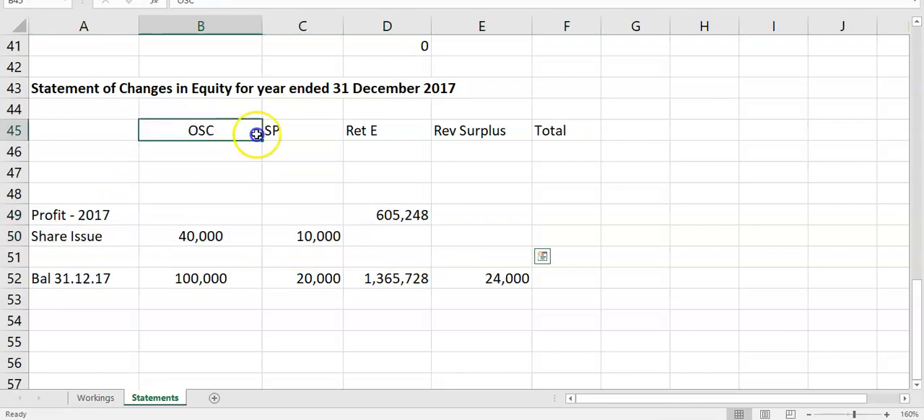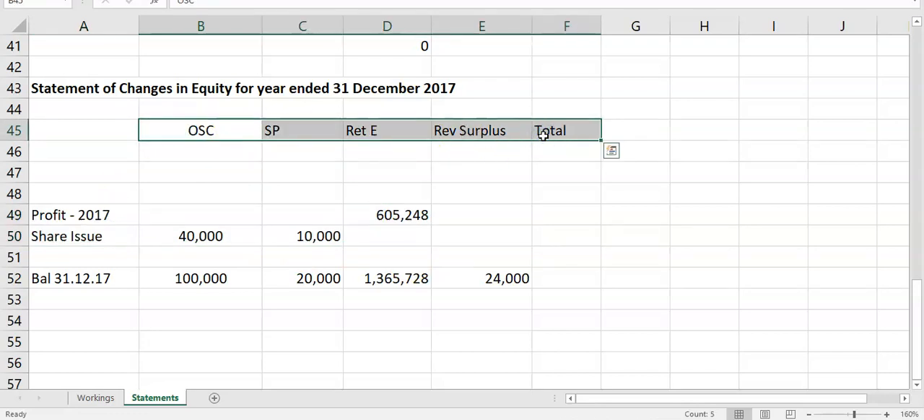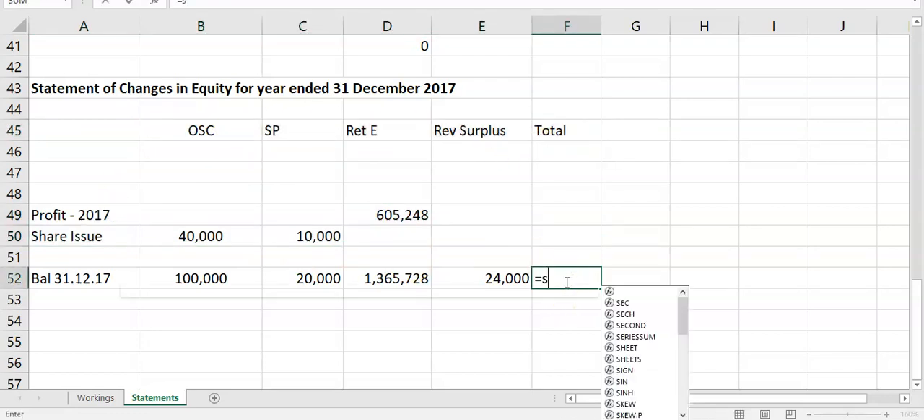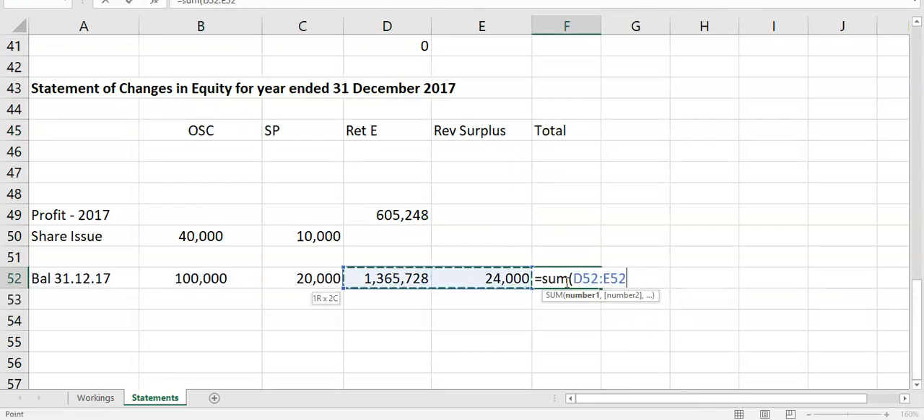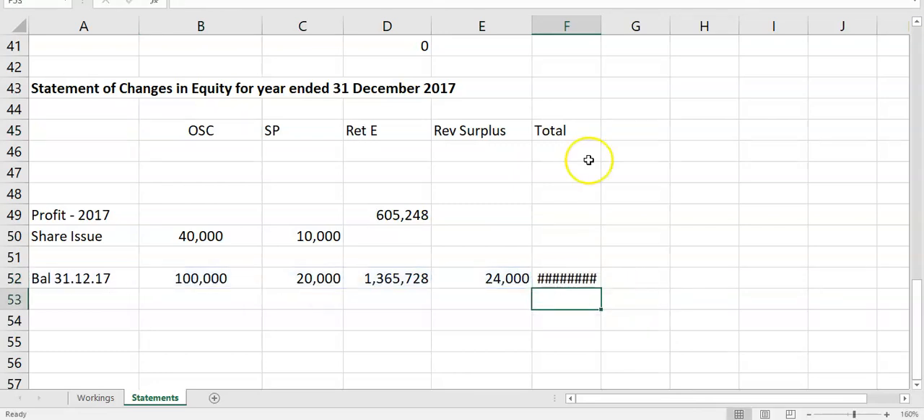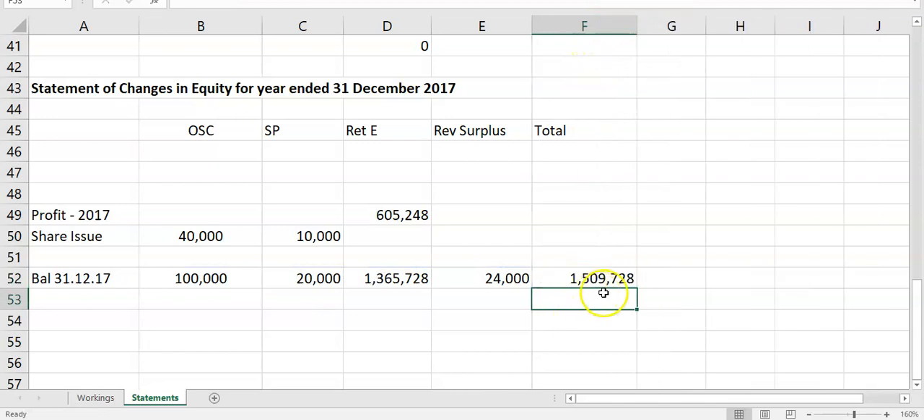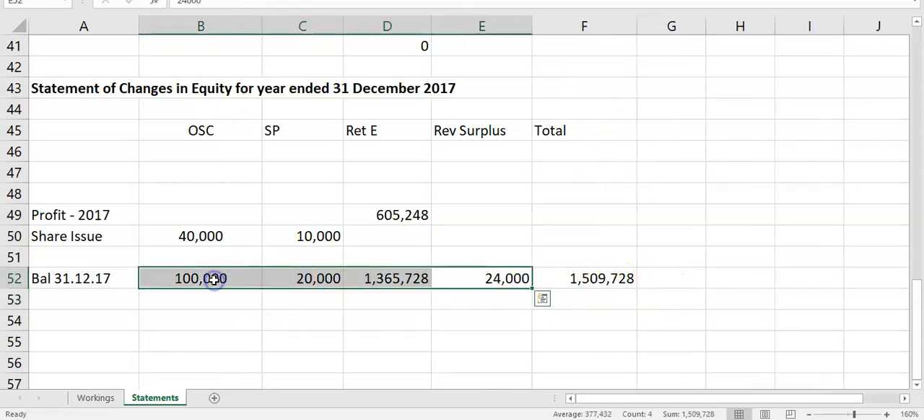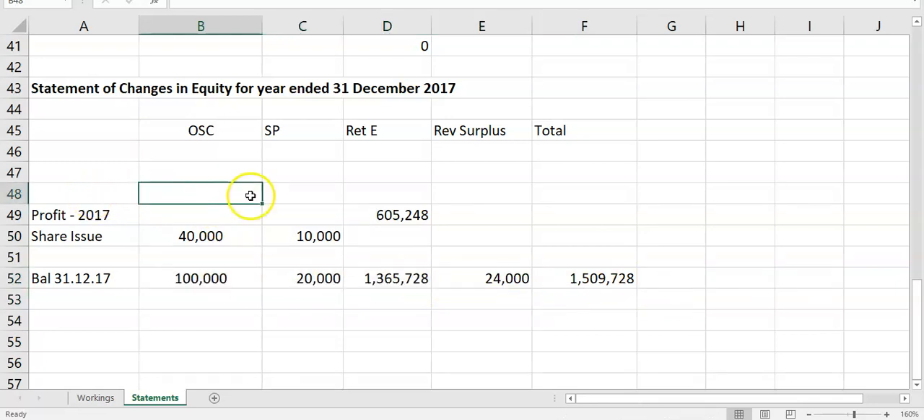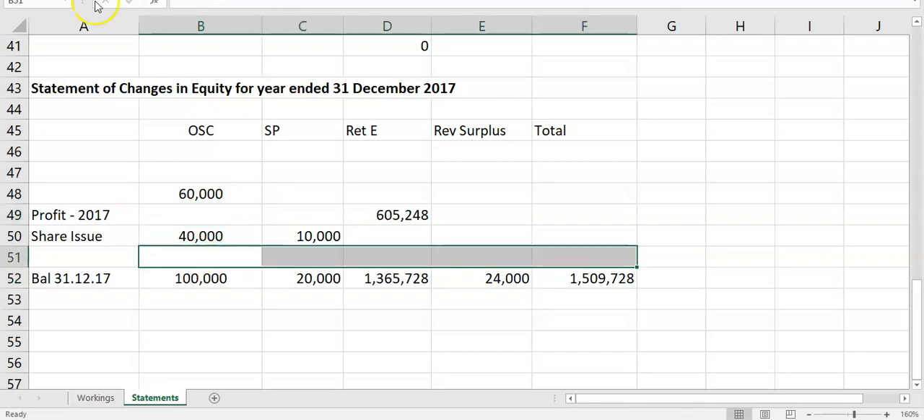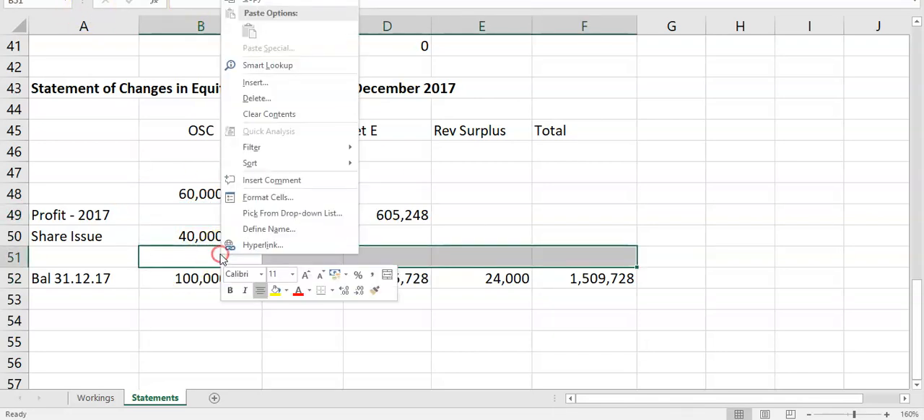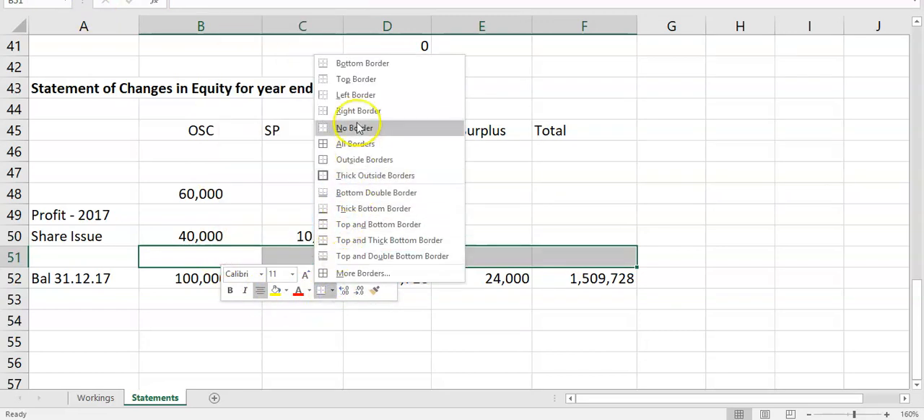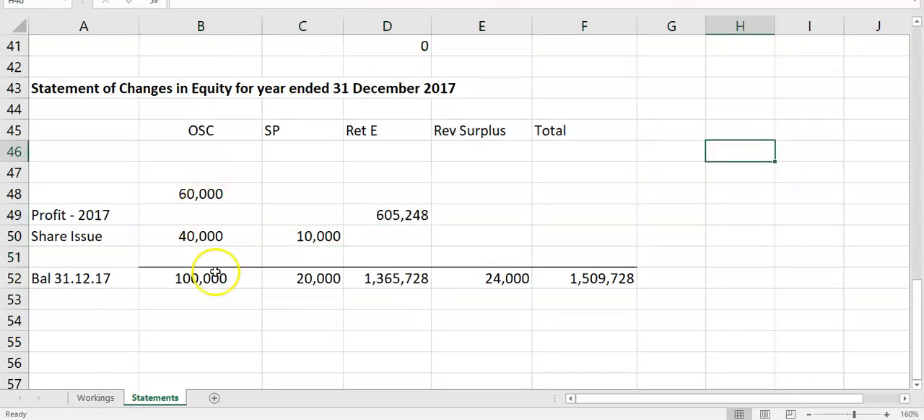So step 1, set up the number of columns to match the line items in your statement of financial position. Step 2, kind of unusually, is get the closing balances, which is from the statement of financial position, which are these 4 balances here. And then you work up to the opening balance. That must be 60,000, because 60 plus your 40 gets me to the 100.